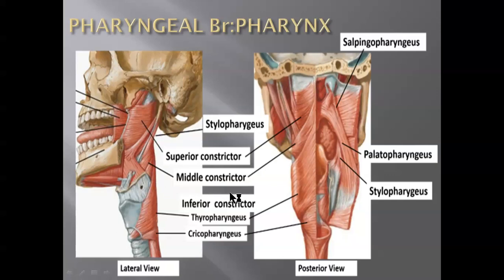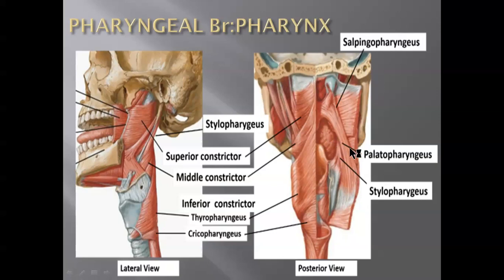As we know, in the pharynx we have a few different muscles. The three main muscles are your constrictor muscles. One is your superior constrictor, one is your middle constrictor over here, and this one is your inferior constrictor. The inferior constrictor is further divided, also has two parts: the thyropharyngeus and the cricopharyngeus over here. So these are the main three muscles of your pharynx.